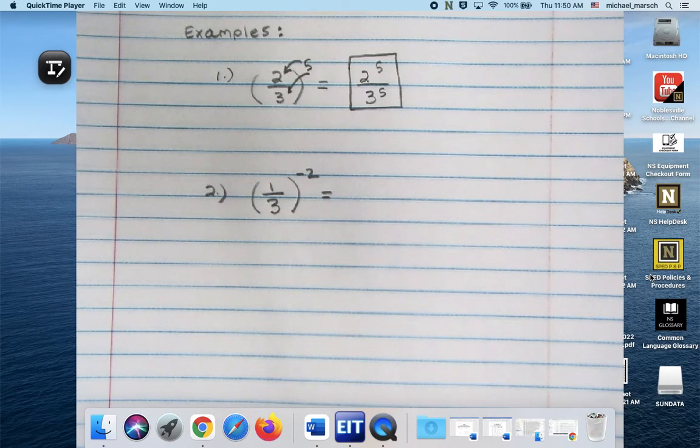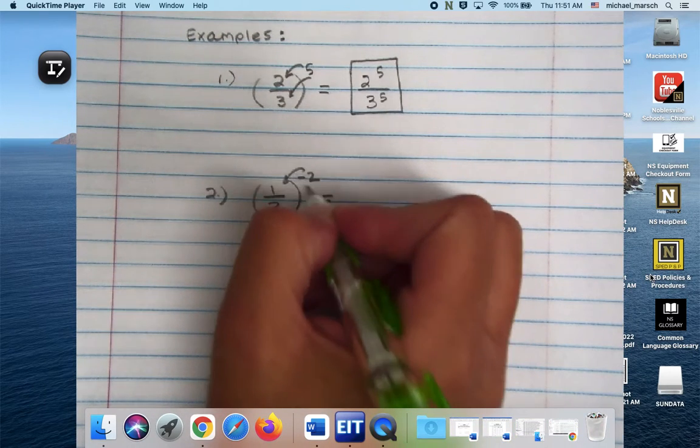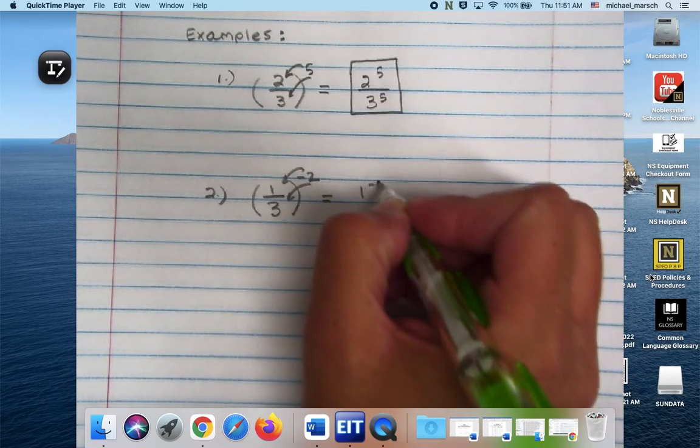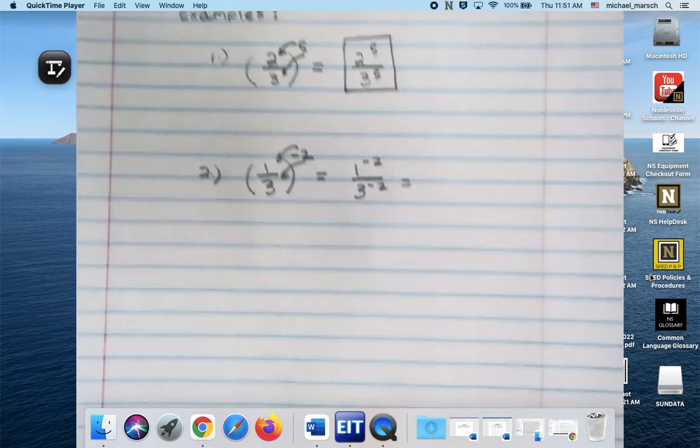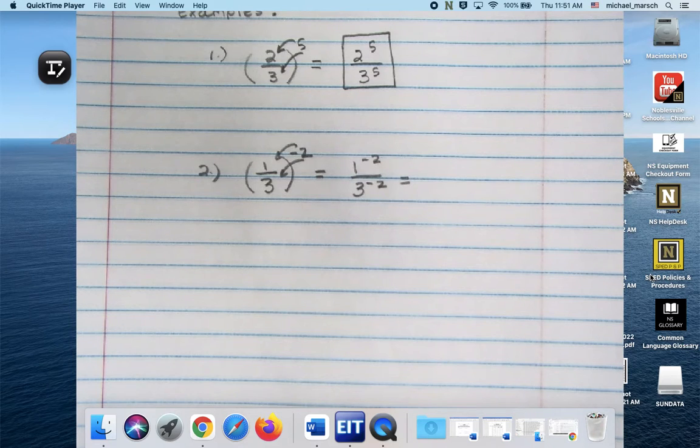All right, so I'm going to distribute this negative 2 to the 1 and the negative 2 to the 3. So now I've got a numerator with a negative exponent and a denominator with a negative exponent.